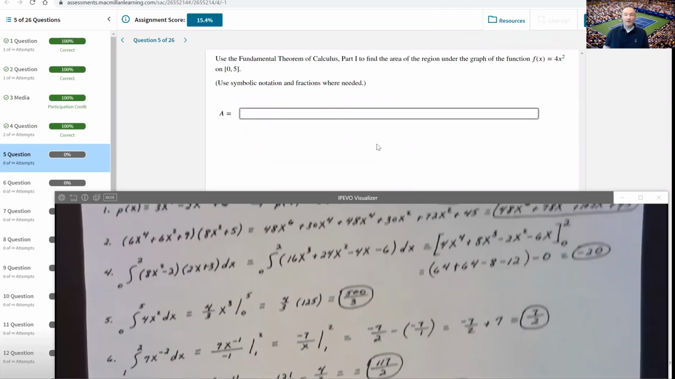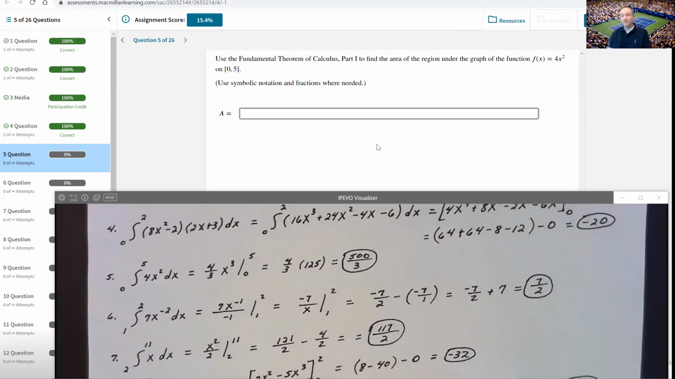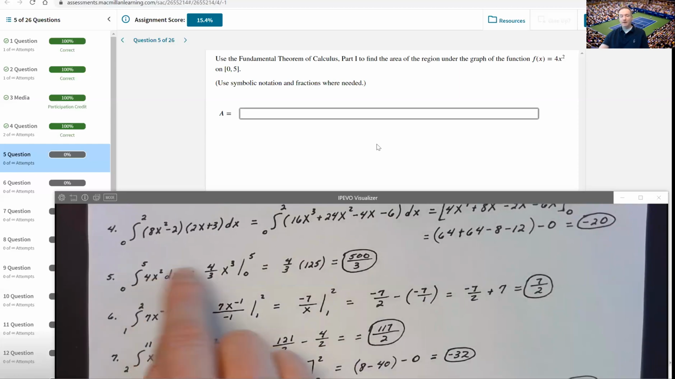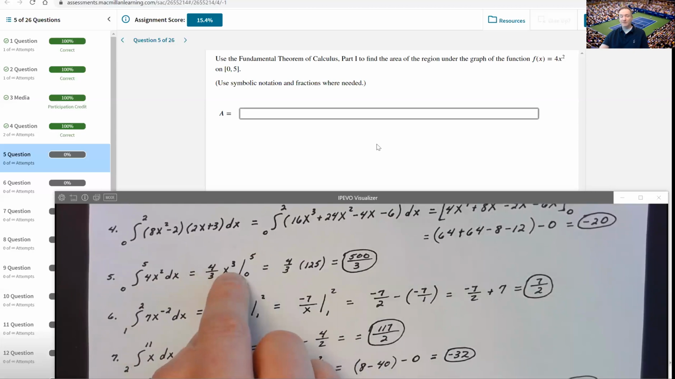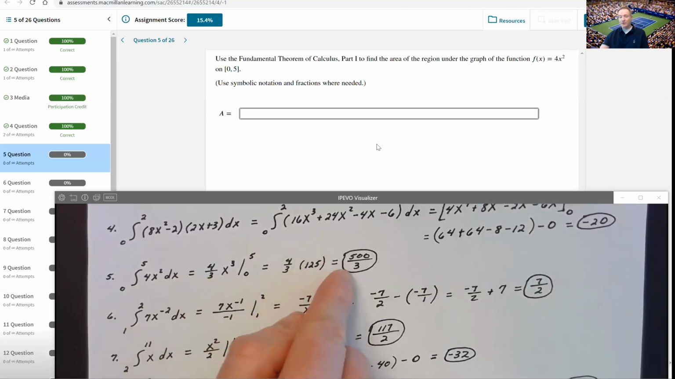These get really quick and easy. It's asking us to use the fundamental theorem of calculus part 1 to evaluate the area under the graph f of x equals 4x squared from 0 to 5. All that is, it's the integral from 0 to 5 of 4x squared with respect to x. So we say, well, the power rule tells us that the integral of that is going to be 4/3 x cubed. You evaluate that from 0 to 5. We know 5 cubed is 125. We'll have 4/3 times 125 gives me 500 over 3.